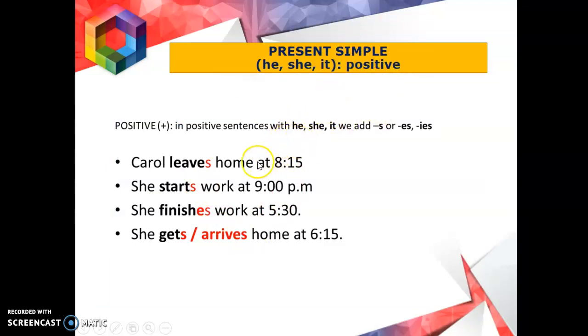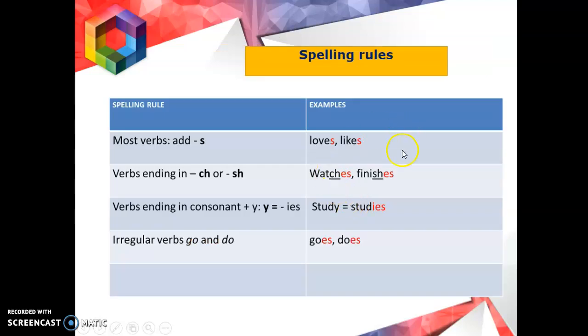Present simple, she adults, Carol leaves home at 8:15, she starts work. Básicamente en esa prueba van a encontrar que cuando se utiliza la tercera persona hay que agregar la S. Y aquí tenemos, dependiendo qué tipo de verbo, cómo se termina, entonces hay que agregar la S o ES, dependiendo. She gets or arrives home at 15. Aquí tenemos unas guías de pronunciación, de cómo tiene que deletrear para poder pronunciarlo bien. Y en la mayoría de los verbos hay que agregar la S.